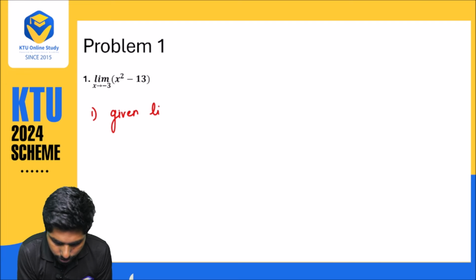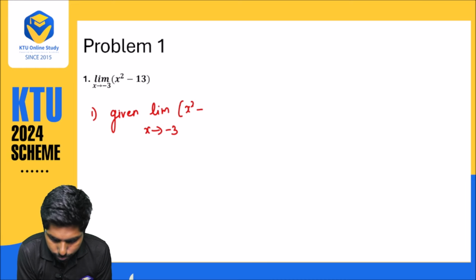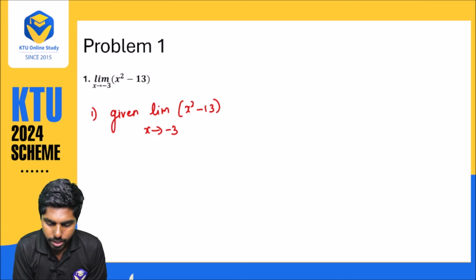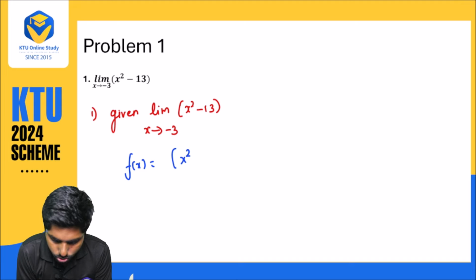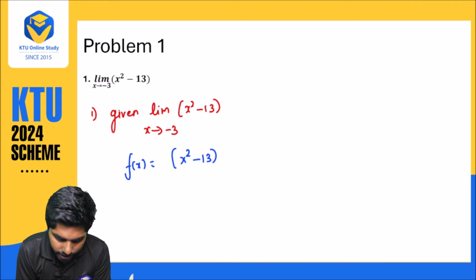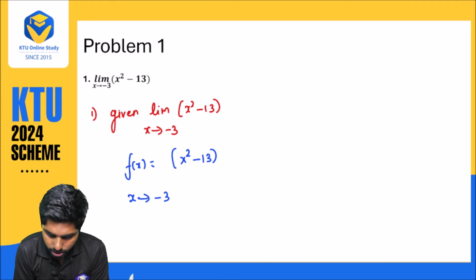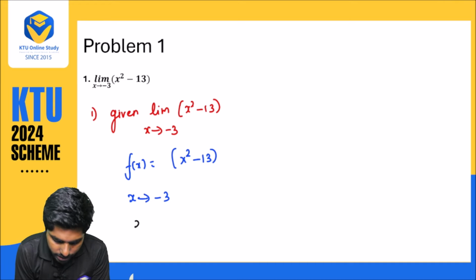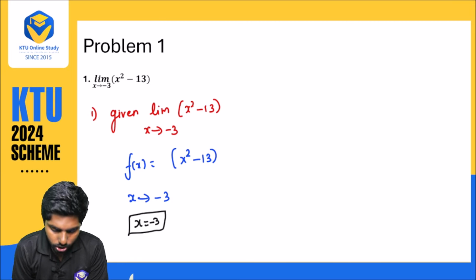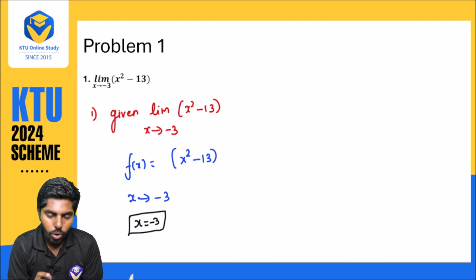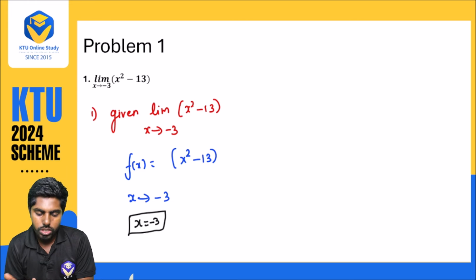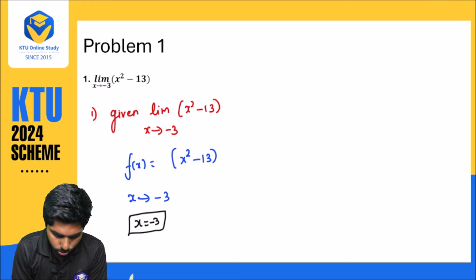Given: the limit as x approaches minus 3 of x squared minus 13. From here we can say our f(x) is equal to x squared minus 13, and x approaches minus 3 indicates x is equal to minus 3. These are the things they have given. Now, what extra do we want to identify? We just want to substitute. When we substitute, what will we get?